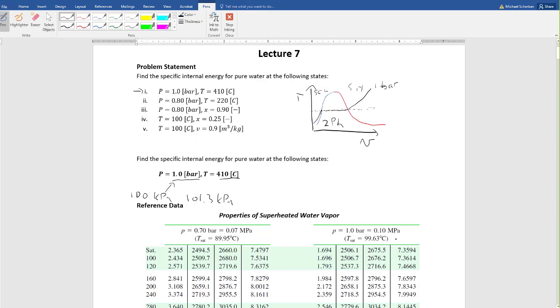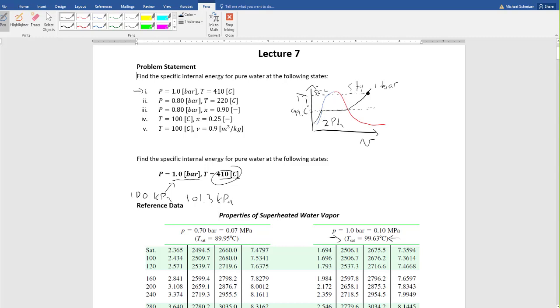So now if I look at 1 bar, maybe I know this already, or maybe I don't. If it was 1 atmosphere, this constant temperature line where water boils, that's where we're flat under the vapor dome, this would be 100 degrees Celsius. But we're a little bit less than 1 atmosphere because we're at 1 bar. So this is 99.6 degrees Celsius. But the temperature we want is 410 degrees. So that's up here somewhere. That means we intersect our line somewhere over here in the superheated vapor region.